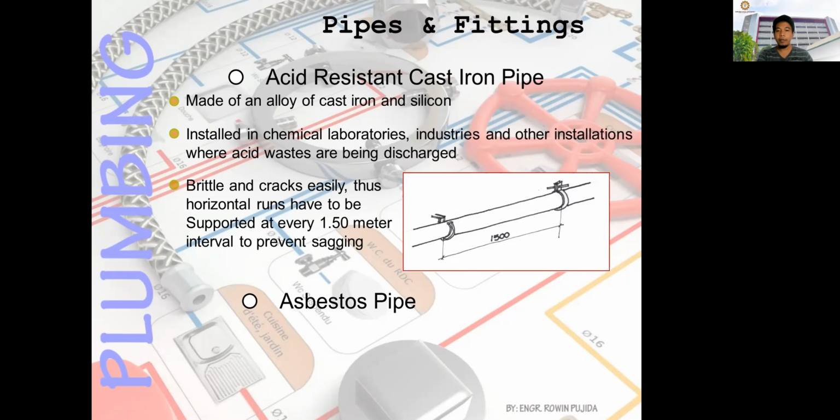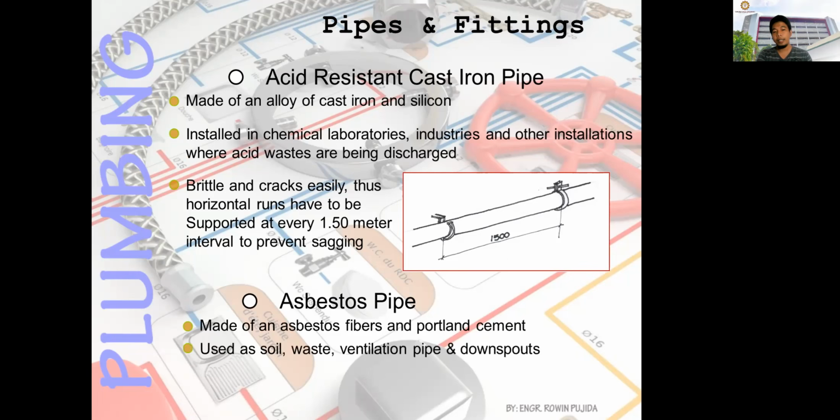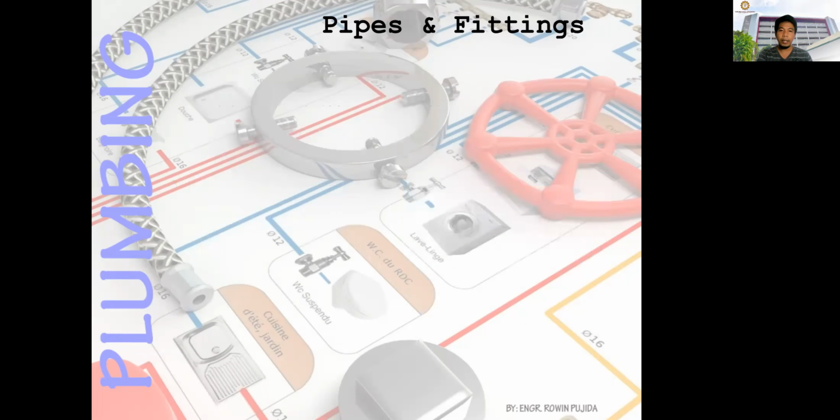The next, we have the asbestos pipes. Okay, this is made of asbestos fibers and Portland cement. This is used as soil, waste, ventilation pipes, and downspouts, and suited for concrete embedment because of similar properties with the cast iron pipes. Okay.